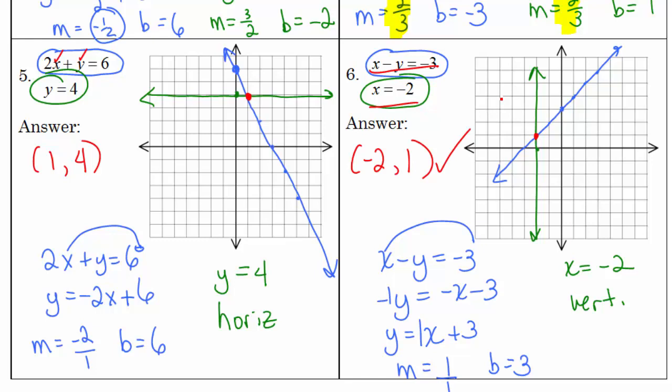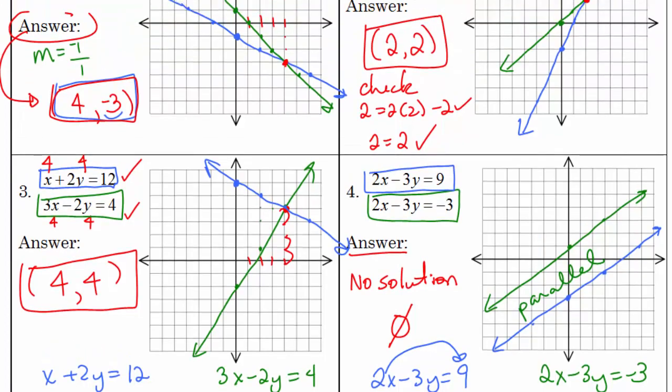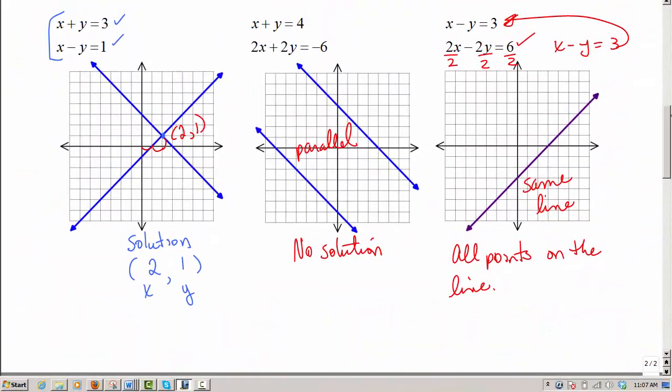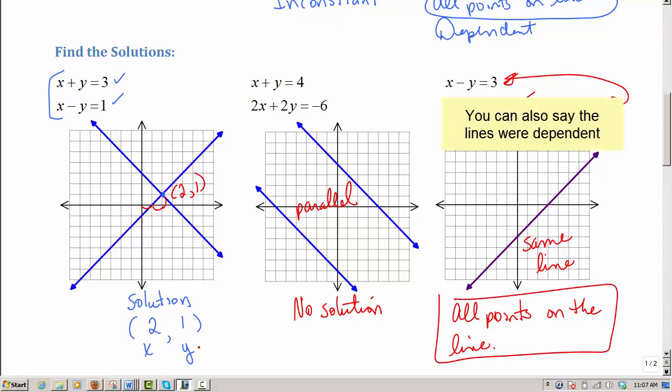So graphing is okay, but you have to be very careful. Plot a lot of points, use a straight edge, don't make really big dots, and where they cross, that's your answer. Now if you notice, I did not do an example of where we're the same line. But if you have one in your classwork, which you probably will, remember, you're going to end up with one line on top of the other, and you can answer all points on the line. These are your three possibilities: 1 point, no solution, or all points on the line.